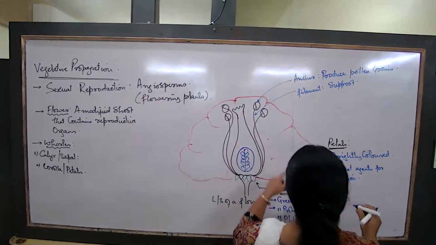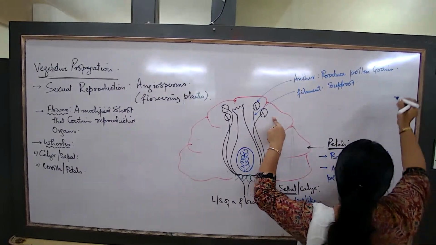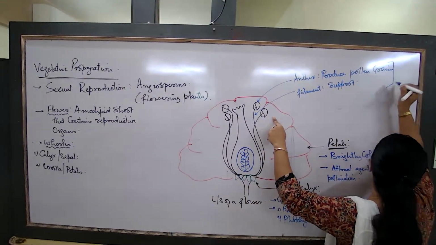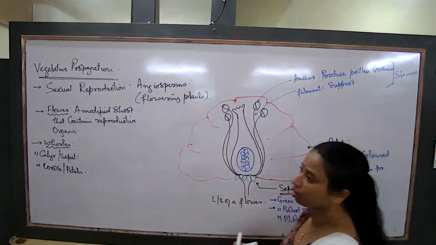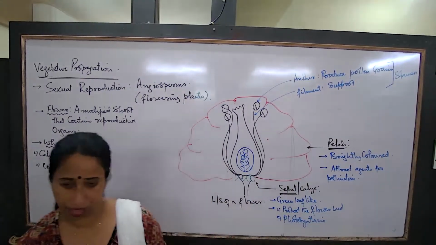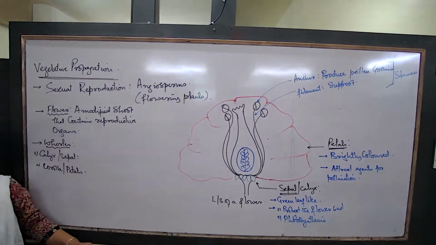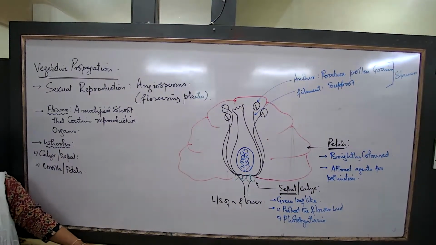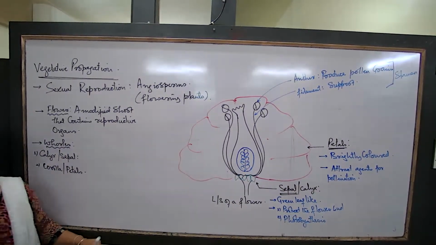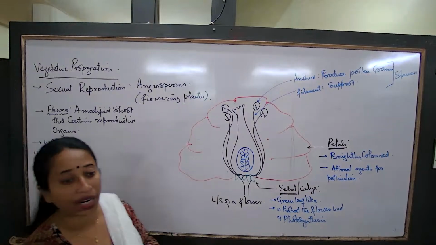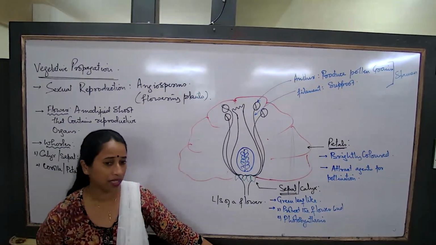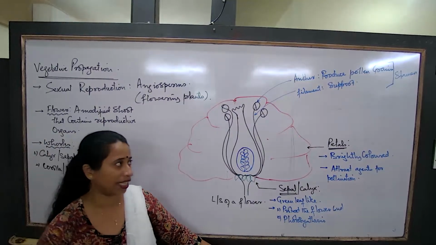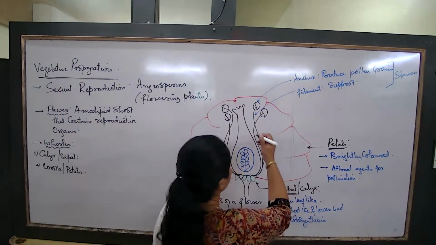So now together, the anther and the filament, what do they give rise to? The anther and the filament together result in the formation of the stamen. What is stamen? The male reproductive part of the flower. Name the parts of the stamen: anther and the filament. And the job of the anther I just now mentioned.